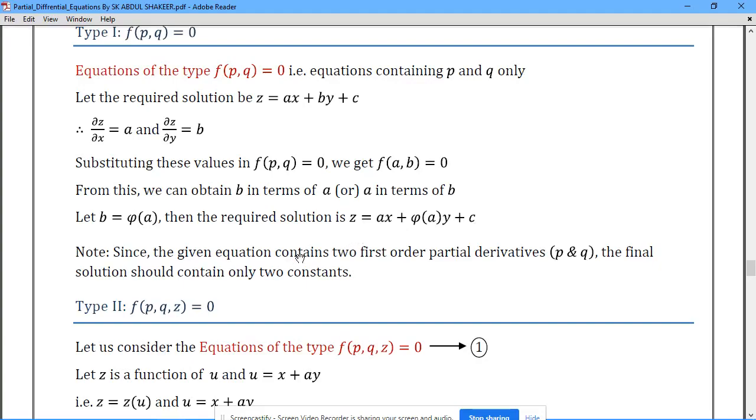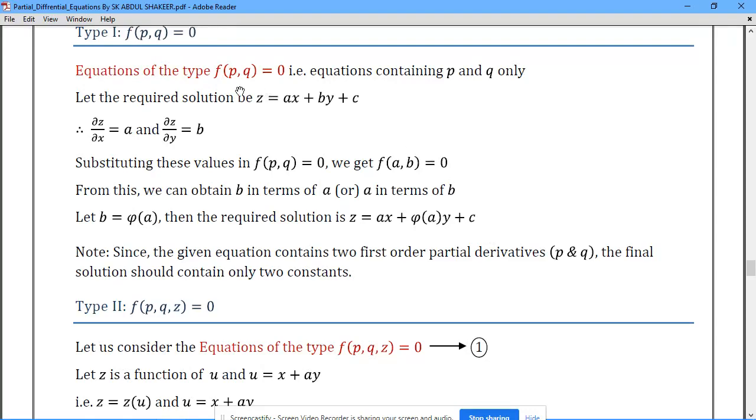Since the given equation contains two first order partial derivatives p and q, the final solution should contain only two constants. So what are the two constants here? a and c. So easy procedure.